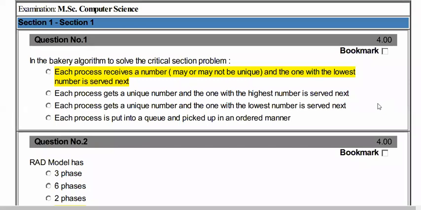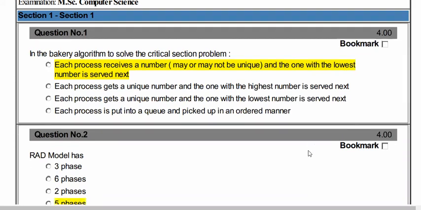In this video, we are going to discuss Pondicherry University MSc Computer Science Entrance Exam Question Paper 2018. First question. In the bakery algorithm to solve critical section problem, option A is right. Each process receives a number, may or may not be unique, and the one with the lowest number is served next.